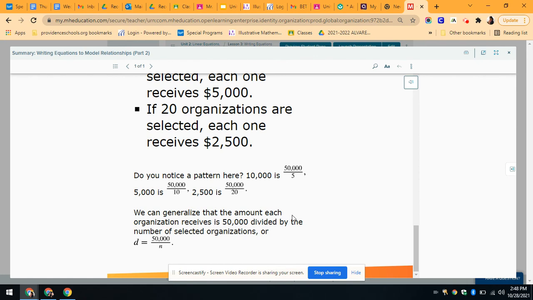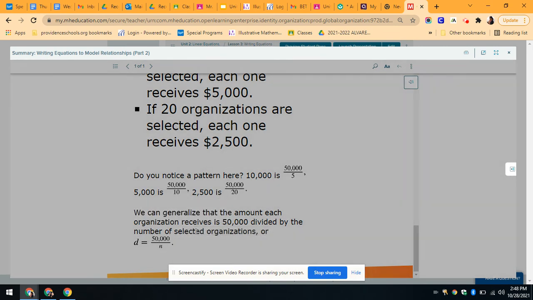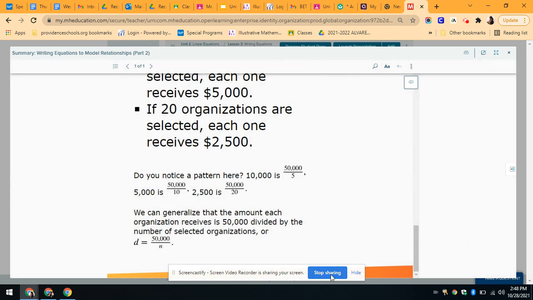We can generalize: the amount each organization receives is 50,000 divided by the number of selected organizations, N, and we should probably circle this. This won't let me. All right, so that's the end of this lesson on summarizing writing equations to model relationships. Put a big check on this page because you went over it with your teacher's help.